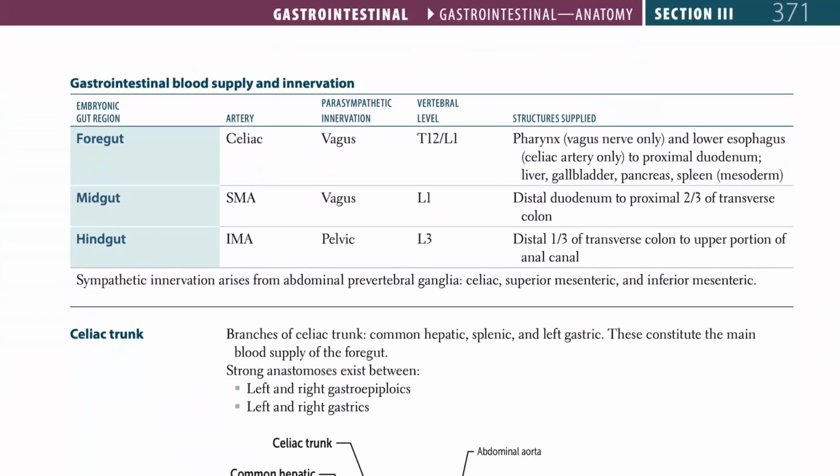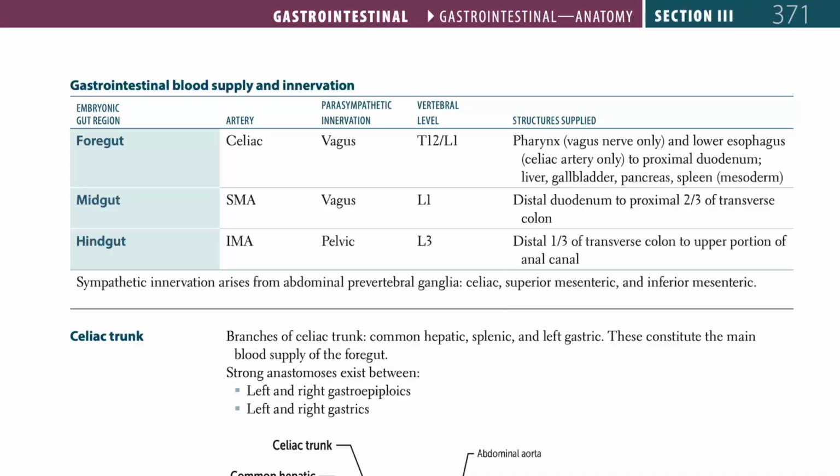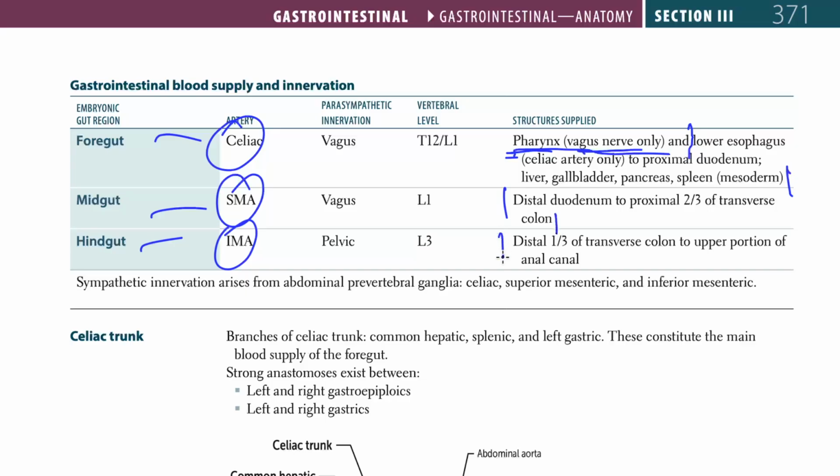Let's talk about again the GI blood supply and innervation. So you have the celiac, the SMA, IMA, again foregut, midgut, hindgut. They supply the structures that you already know. Again, look at this. This is new. Pharynx, vagus nerve only, from lower esophagus to the proximal duodenum, the liver, the gallbladder, the pancreas, the spleen. We already talked about that. The SMA is going to supply from the distal duodenum to the proximal two-thirds of the transverse colon. IMA, the distal one-third of the transverse colon to the upper portion of the anal canal, right?